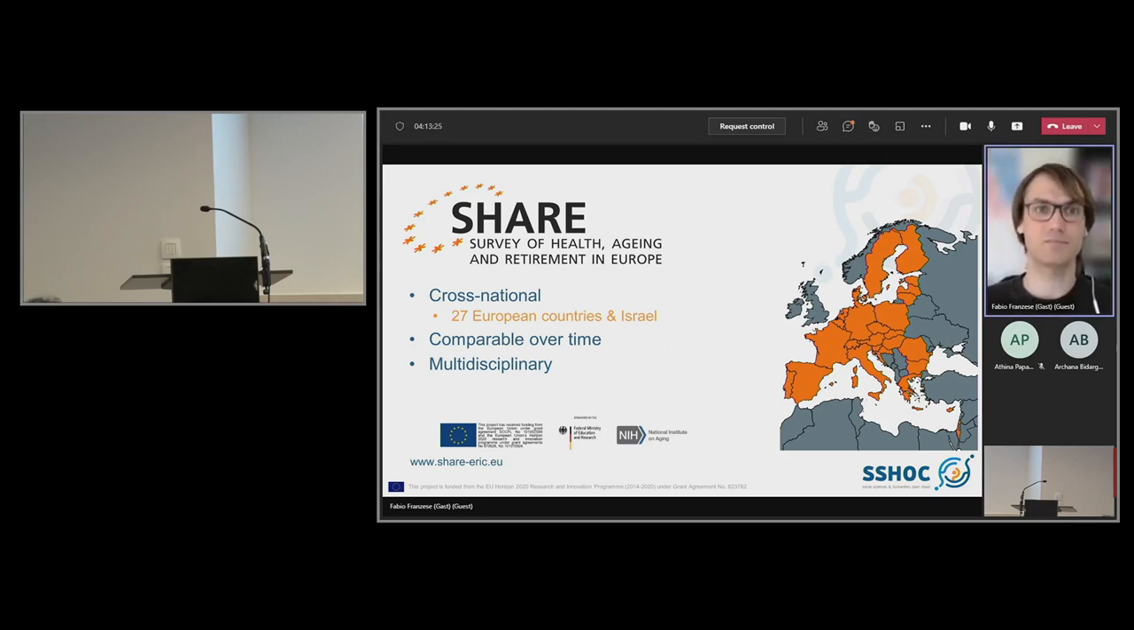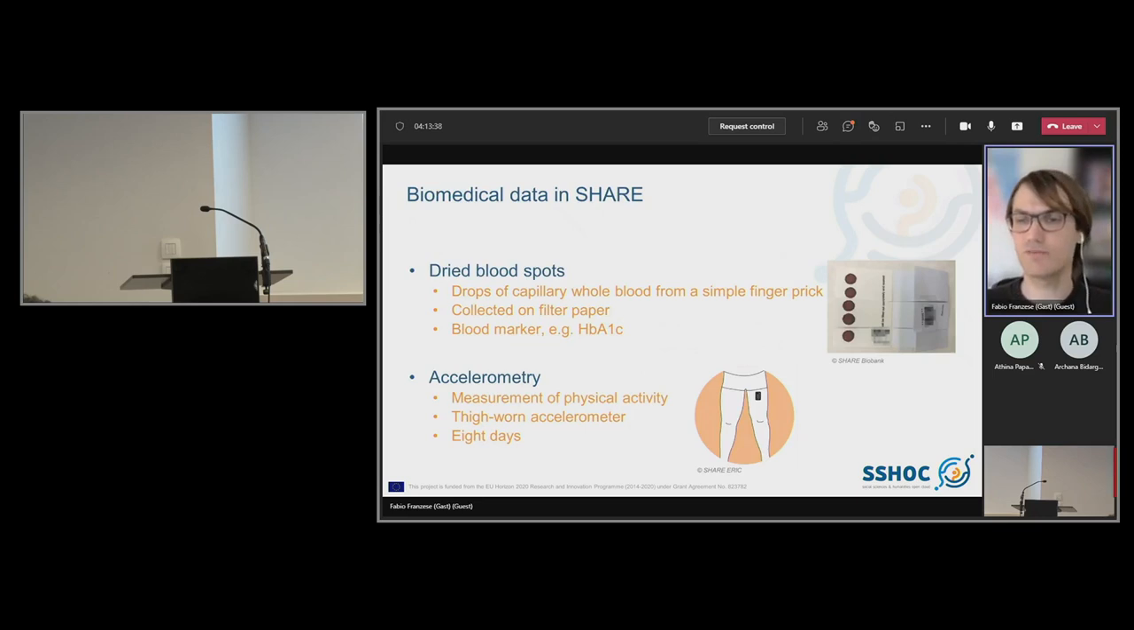But we do not only want to ask people about their health, we actually also want to measure a few things, and here the biomedical data comes in. We did two different projects where we collected more objective data compared to only asking. The first one is the dried blood spots project. Here we asked people for a few spots of blood from a finger prick. This was collected on filter paper, as you can see in this picture. These little cards with the dried blood were then sent to a biobank and analyzed in laboratories for some blood markers, for example HbA1c, which is an indicator for long-term blood sugar level.